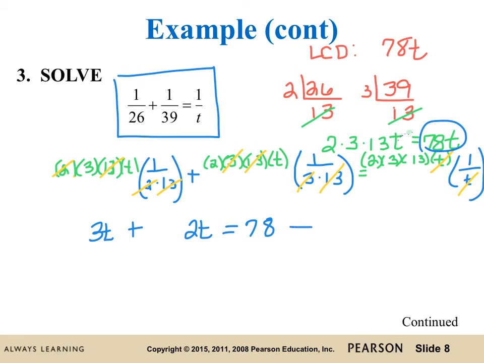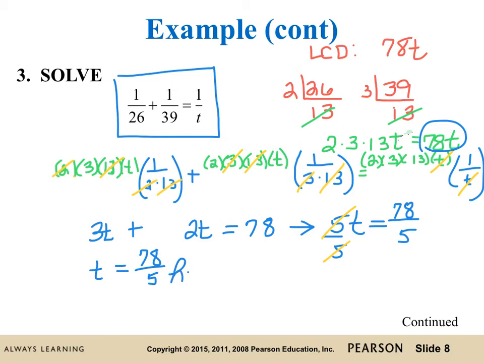So this leads us to the equation 2t plus 3t, which is 5t, equals 78. And if we divide 78 by 5 and 5t by 5, then we have that t is equal to 78 over 5 hours. And that is about 15.6 hours.